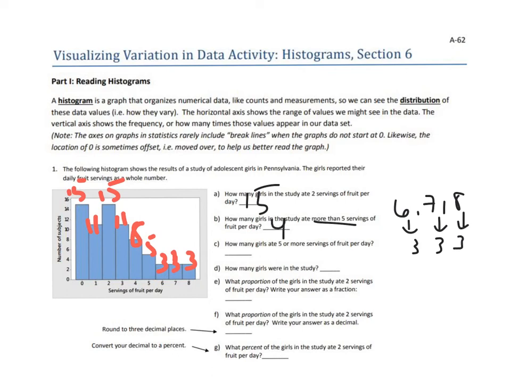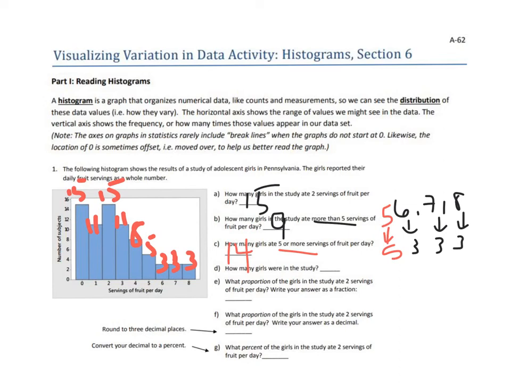Let me change my pen color. How many girls ate 5 or more? So 5 or more would also include the 5 in that. So that's another 5. Oops, hold on, that's a really bad 9, so let me fix that 9. So then 9 plus 5 will give me 14.